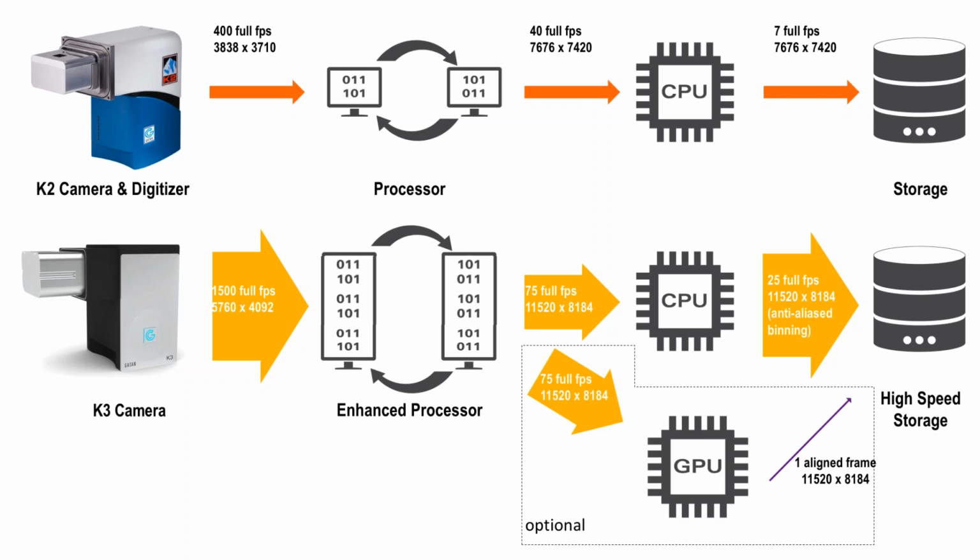I'm not going to go through all the options today, since the point of the webinar is really to focus on the information processing as Charlie's going to take you through. But this is just to sort of put things in perspective in terms of the volume of data, the speed of data, and how things are handled differently between K2 and K3.